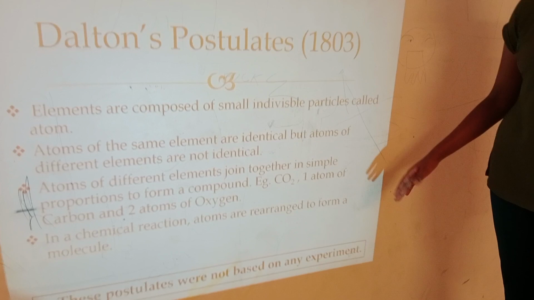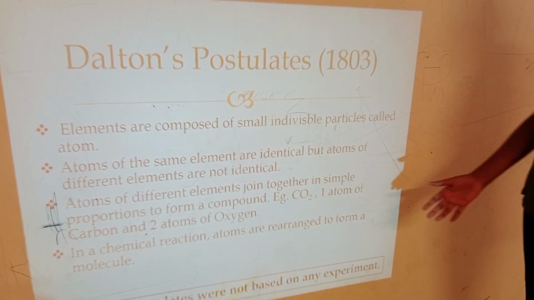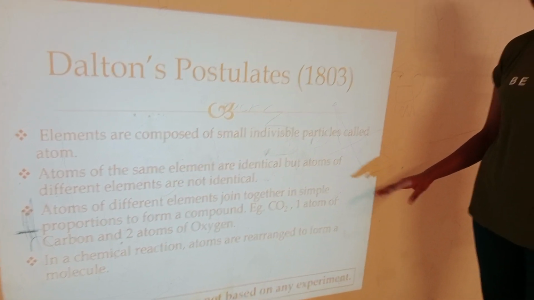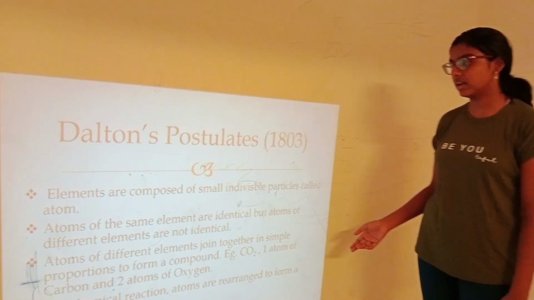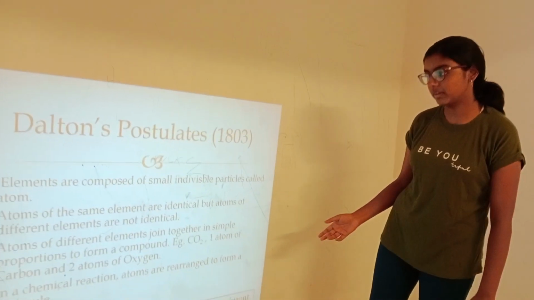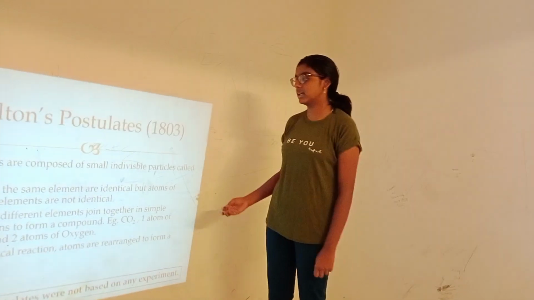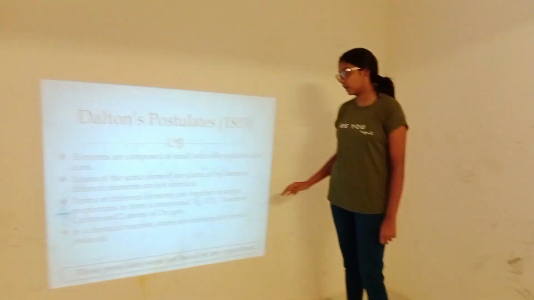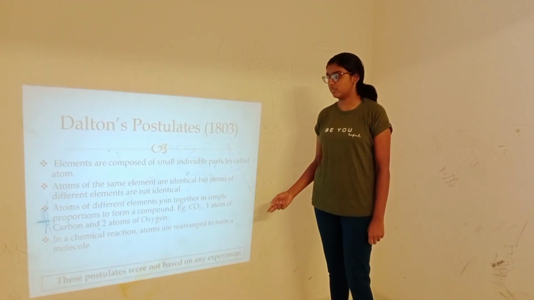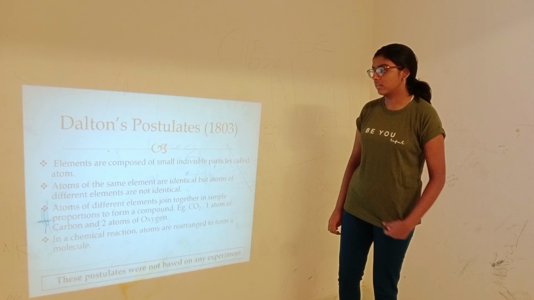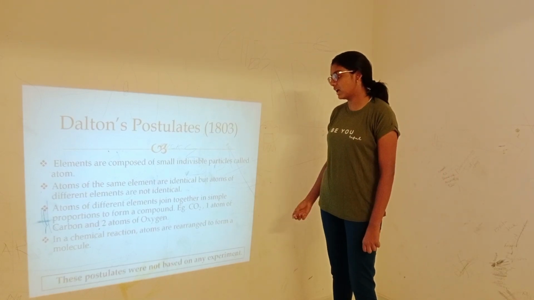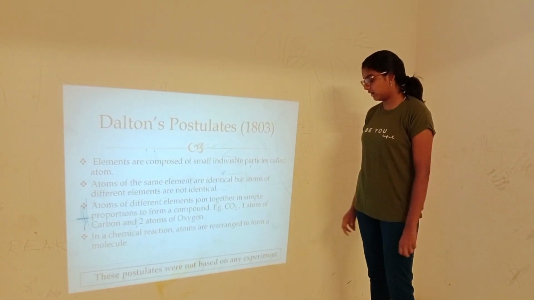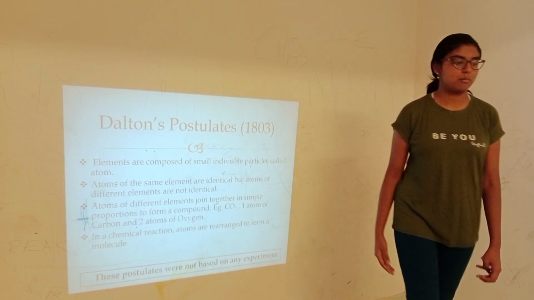Atoms of the same element are identical, but atoms of different elements are not identical, which means that atoms of the same element, according to their mass and their chemical properties, are identical, and atoms of different elements are not identical. Atoms of different elements join together in simple proportions to form a compound, for example CO2, where one atom of carbon and two atoms of oxygen are present. And last, in a chemical reaction, atoms are rearranged to form a molecule. These postulates were not based on any experiment, and that's why these are called postulates.